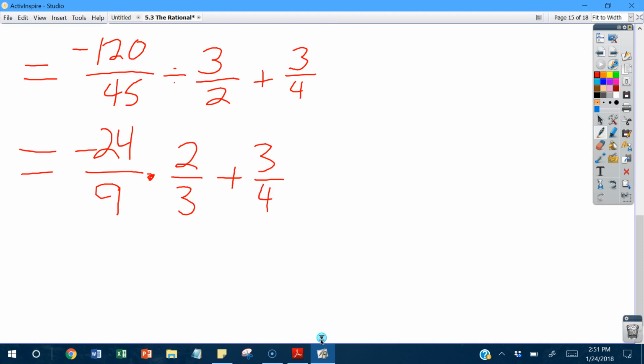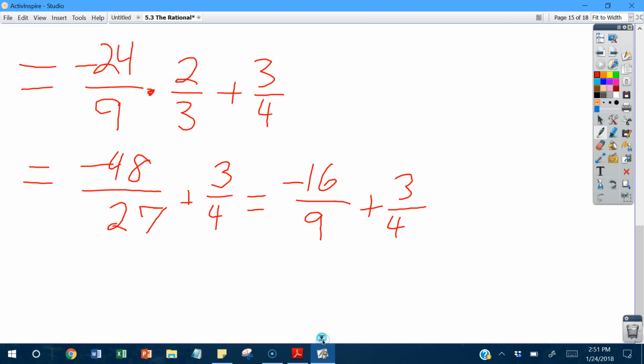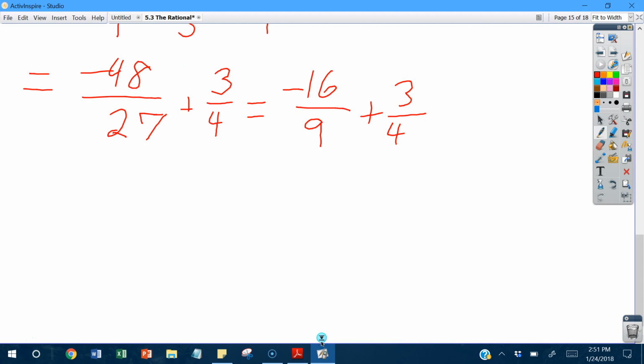So now I can do the multiplication. I get -48/27 plus 3/4. We can reduce this a little bit because there seem to be factors of 3. I think just a factor of 3 in this. So if I do 48 divided by 3, I get -16, and 27 divided by 3 is 9, plus 3/4. So now we're down to an addition problem. This sure is a long problem.